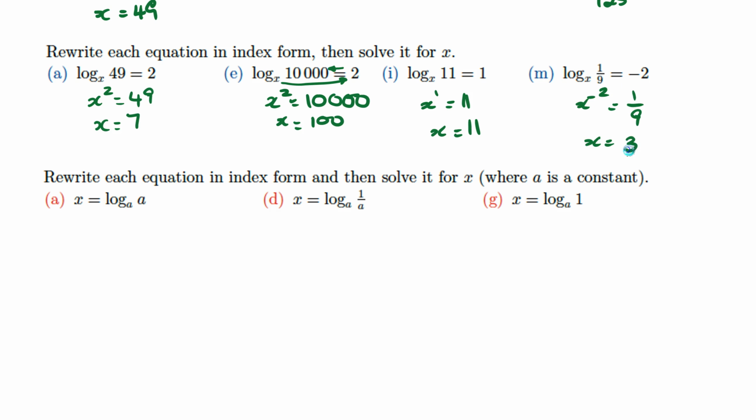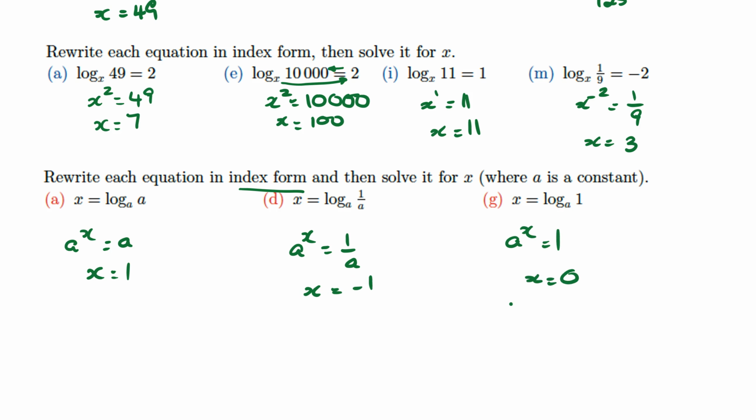On our next examples here, it says to rewrite it in index form and then solve it for x. So a to the x equals a, obviously x equals 1 then. A to the x equals 1 on a, so x equals minus 1. And a to the x equals 1, x equals 0.